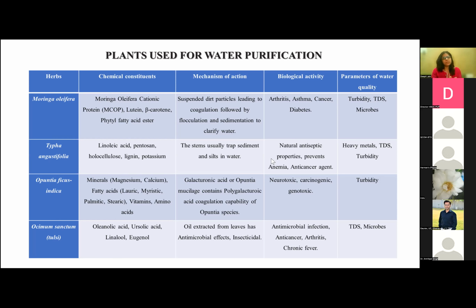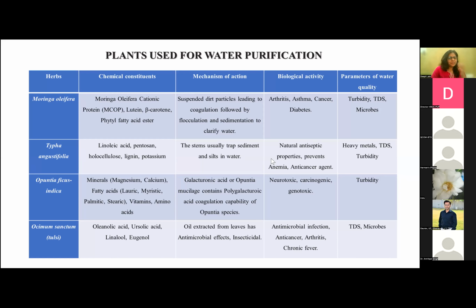Secondly, if you are using such herbs for water purification, then whatever biological activity or medicinal property it has, like moringa has activity against cancer, diabetes, asthma, it has multifold medicinal properties. So if such medicinal properties are also imparted to water, it is not harmful. So such measures can be taken. The parameters of water which can be controlled through moringa are turbidity, and the microbial count can be reduced. It has antimicrobial activity also. So it has a magical effect in water purification.